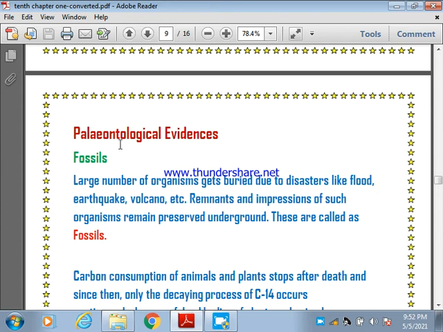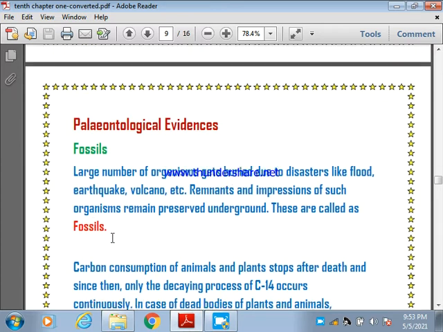Next, paleontological evidence. That is fossils. Large number of organisms get buried due to disaster, like floods, earthquakes, volcanoes, etc. Remnants and impression of such organisms remain preserved underground. These are called fossils. Fossil means whatever organisms get buried into the earth due to disaster like flood, earthquake, volcano that convert into preserved organisms, which are known as fossils.